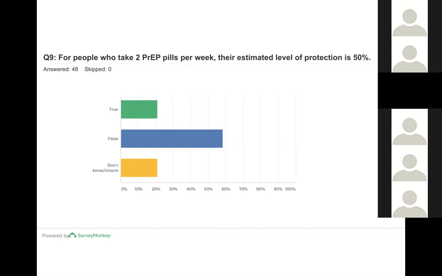For people who take 2 PrEP pills a week, the level of protection is 50%. True or false? Yeah, this is also false because we just learned that for people who take 2 PrEP pills a week, the level of protection is 76%.